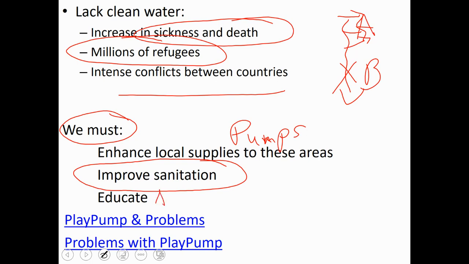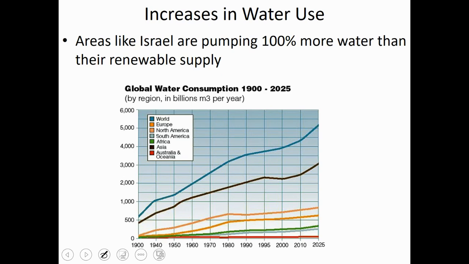And then the last thing, as always, is to educate them on all of these problems that they're having. Maybe install some farming methods that they can use their water more efficiently. There's this interesting company or this opportunity that came about. It was called the Play Pump System. I'm going to offer up that video for you guys to watch through Canvas coming up.